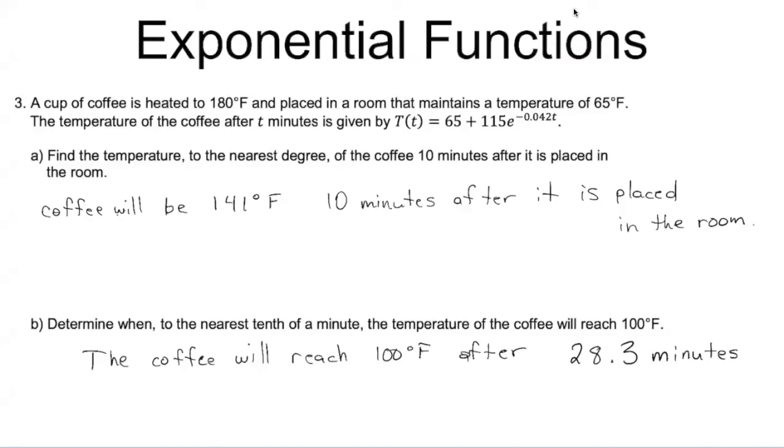Now, when will it reach 100 Fahrenheit? So how long will it take for it to reach 100 Fahrenheit? In this case, the coffee will reach 100 Fahrenheit after 28.3 minutes.